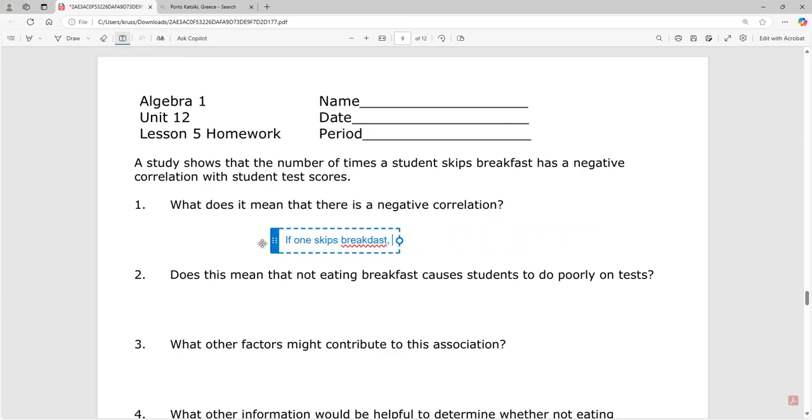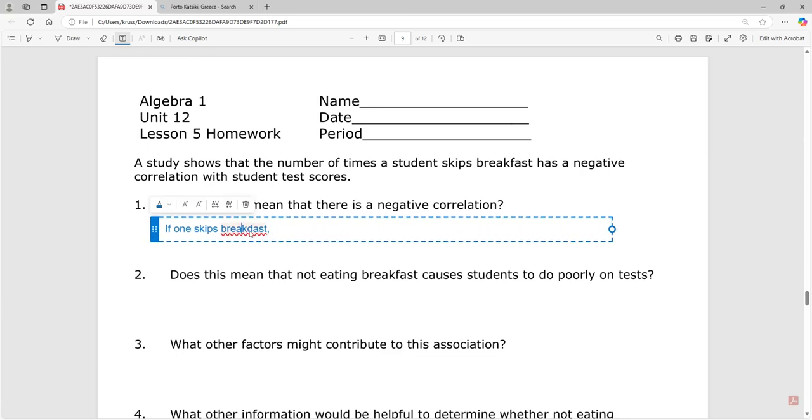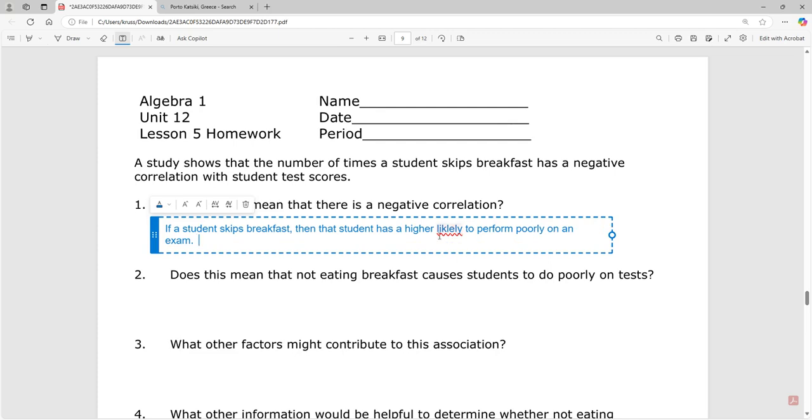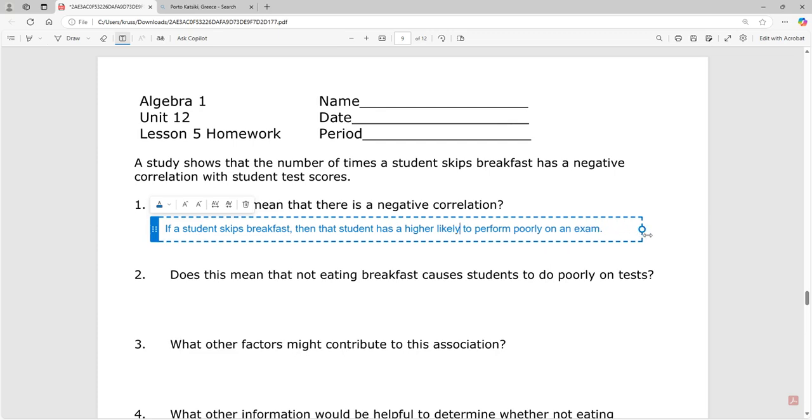If one skips breakfast, then that student, we'll say if a student skipped breakfast, then that student has a higher likelihood to perform poorly on an exam. Right? So if you skip breakfast, there's a higher likelihood your score will go down. Or we'll say a higher likelihood to earn a lower score. Okay.